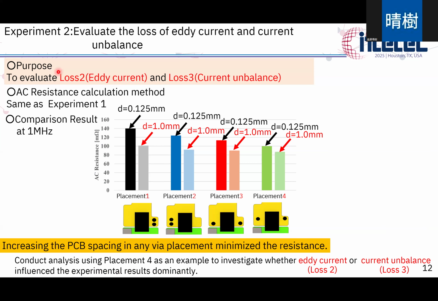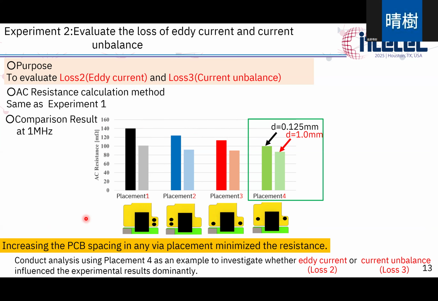Next, we conducted experiments to evaluate loss 2 and loss 3. This is the comparison result. Increasing the PCB spacing in any via placement minimizes the resistance. So we conducted analysis using placement 4 as an example to investigate whether eddy current or current unbalance influences the experimental result dominantly.